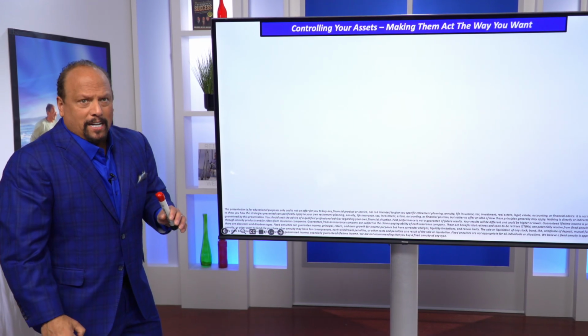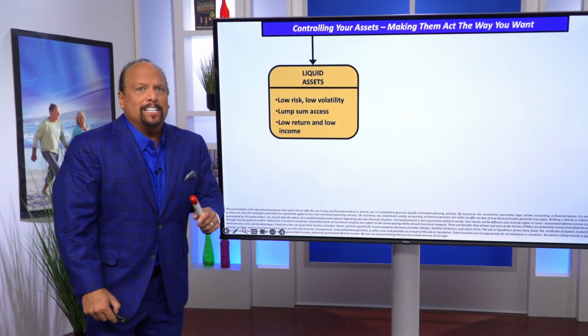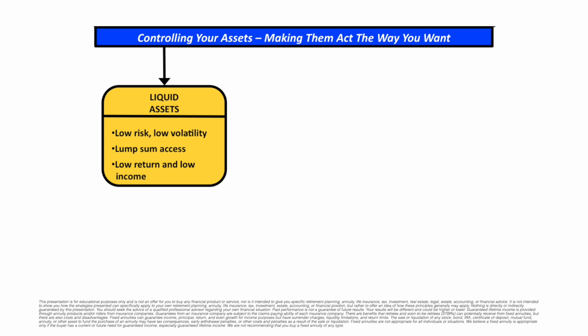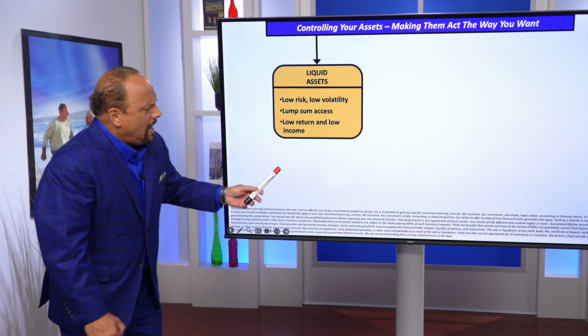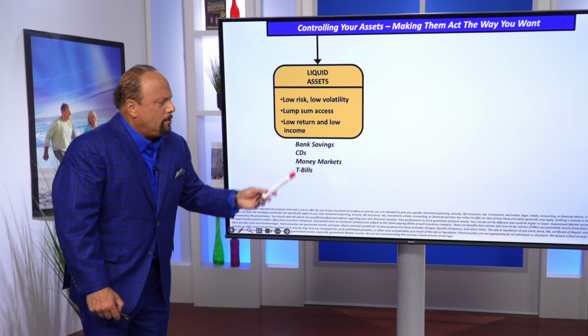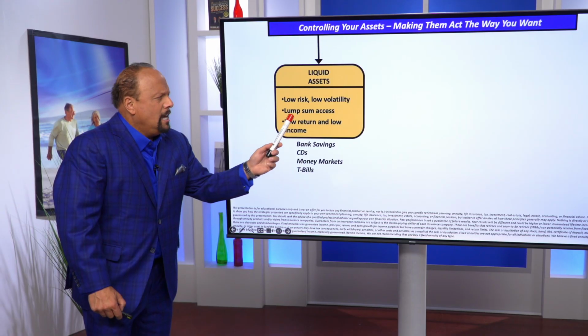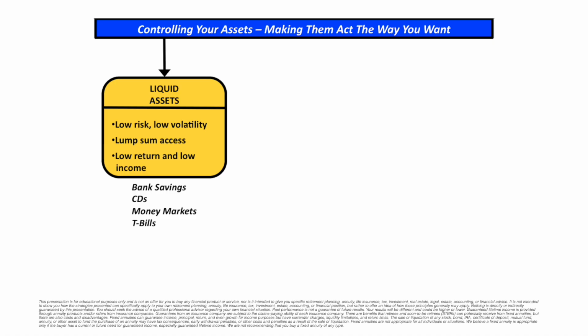We use 3 buckets. The first bucket is going to be our liquid asset bucket. That's going to provide you low risk and low volatility, lump sum access, but low return and low income. And people go, well, I'm not going to get a high rate of return there. You're not. In the bank, CDs, money markets, and T-bills, but we're not putting it there for the high rates of return. We're putting it there because it's low risk, low volatility, lump sum access, low return and low income, and typically no fees. So that's a good asset for some of the money. We will not design a plan that doesn't have money in the gold bucket.